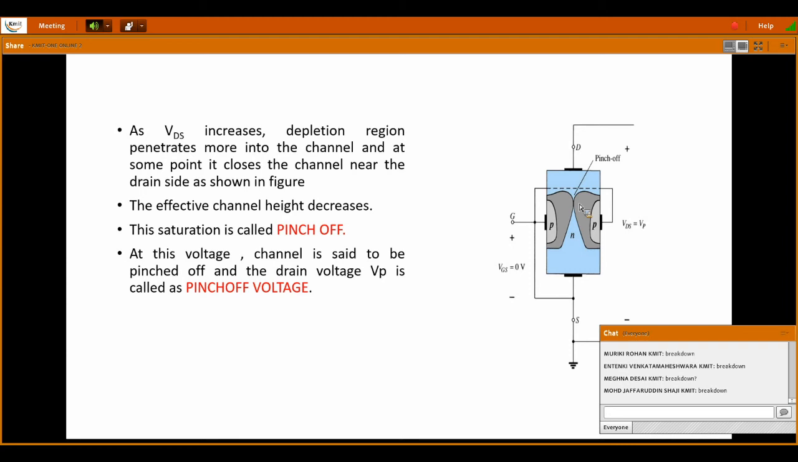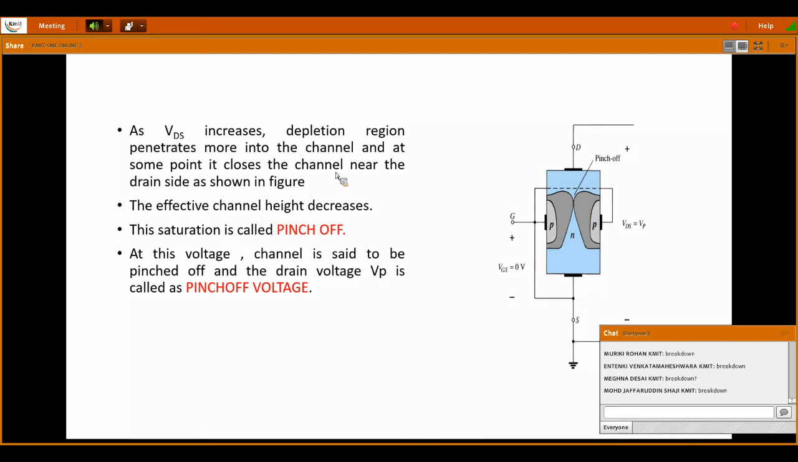After this, breakdown occurs. Okay, so the VDS voltage at which the two depletion layers touch each other is called the pinch off region or pinch off voltage. Okay, so what is pinch off? Pinch off is the region where the two depletion layers touch each other, and the pinch off voltage is the VDS voltage at which two depletion layers touch each other.